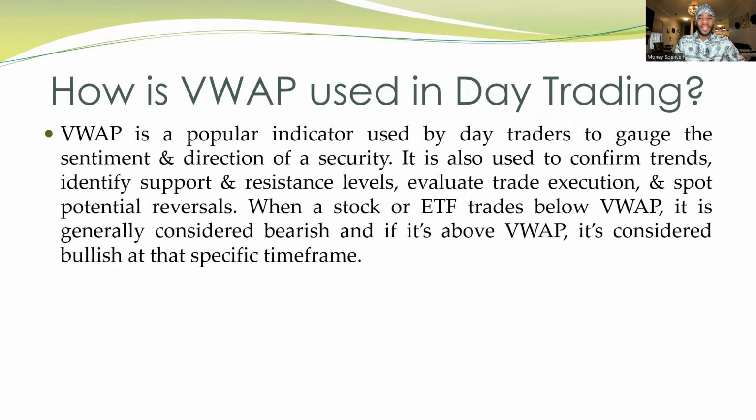How is VWAP used in day trading? VWAP is a popular indicator used by day traders to gauge the sentiment and direction of a security. It is also used to confirm trends, identify support and resistance levels, and to evaluate trade executions and spot potential reversals. When a stock or ETF trades below VWAP, it is generally considered bearish. If it is above VWAP, it is considered bullish at that specific time frame.